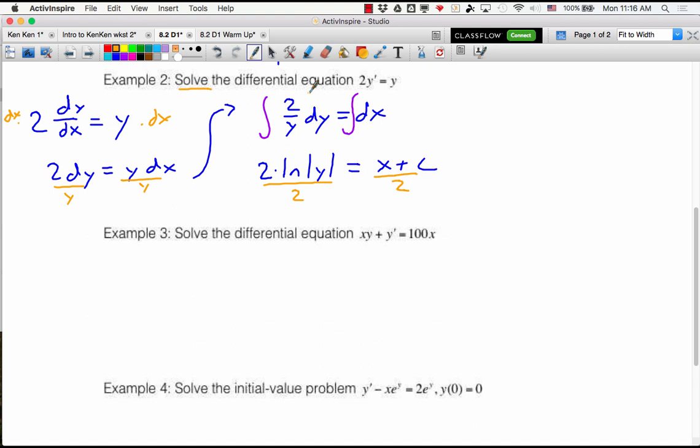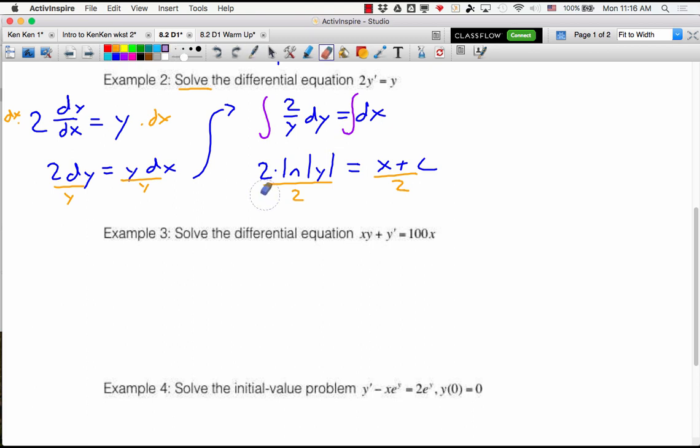Okay. By the way, just a little recap. This 2 could go up on the y. We agree? And then we wouldn't need the absolute value because y squared would always be positive or 0. But it can't be 0 because it can't take the natural log of 0. So I'm going to go with that. We'll put the 2 up top.